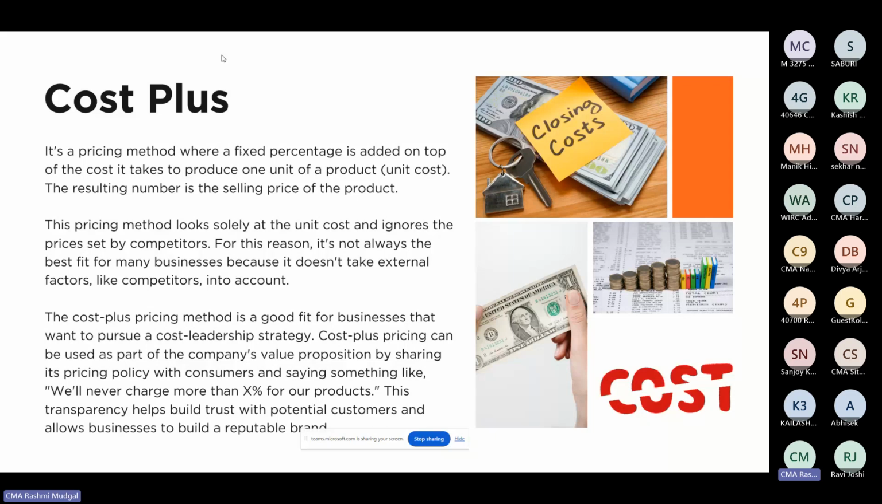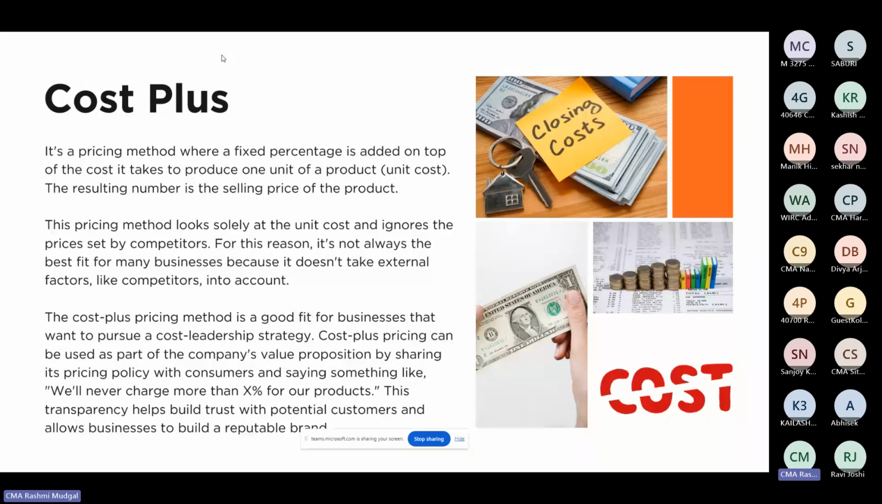It's a pricing method where a fixed percentage is added on top of the product cost. The resulting number is the selling price. This pricing method looks solely at the unit cost and ignores the price set by the competitor. They look only at the cost. For this reason, it's not always the best for many businesses, because it does not take external factors like competitors into account. It can be good for a particular class of society, but for the price sensitive market, for the cost sensitive market, people will not go for this method. They will definitely go with the competitive market and competitor pricing.